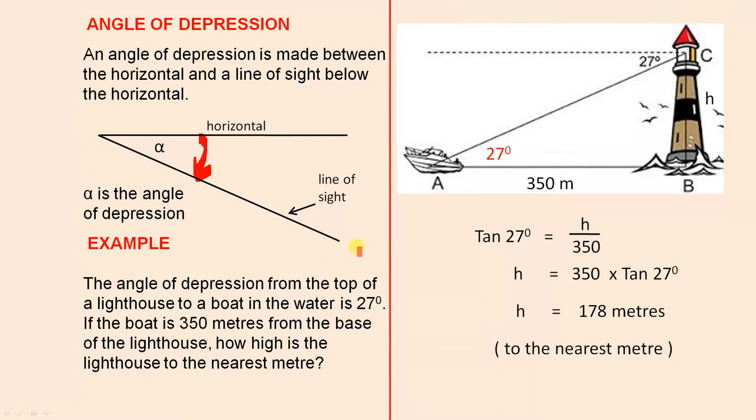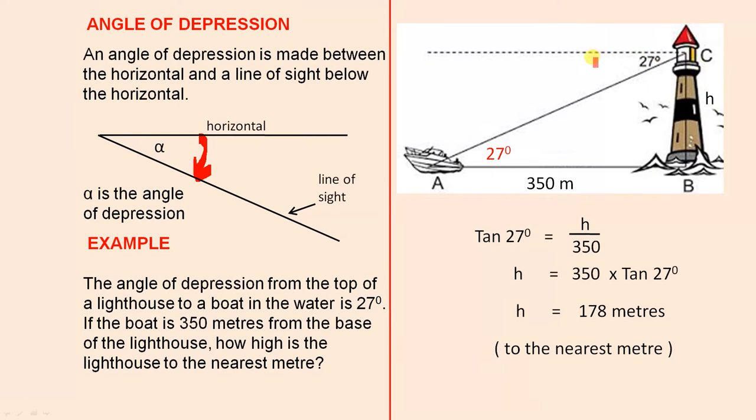Example, the angle of depression from the top of a lighthouse to a boat in the water is 27 degrees. So there's the angle of depression there. If the boat is 350 meters from the base of the lighthouse, which is there, from there to there, how high is the lighthouse to the nearest meter? So we have to find h.